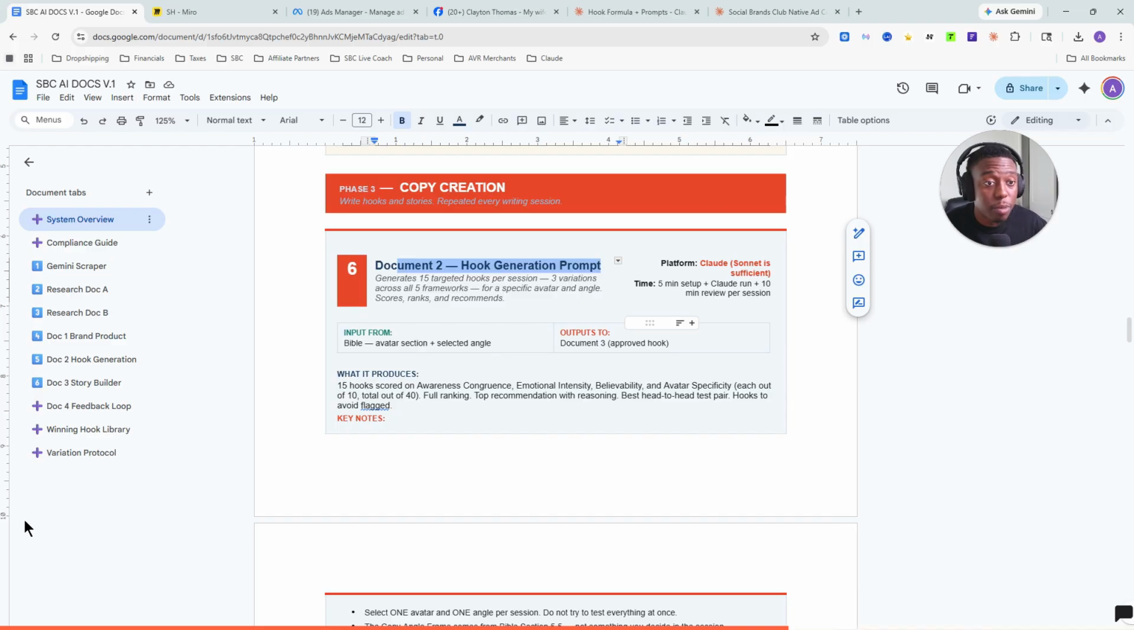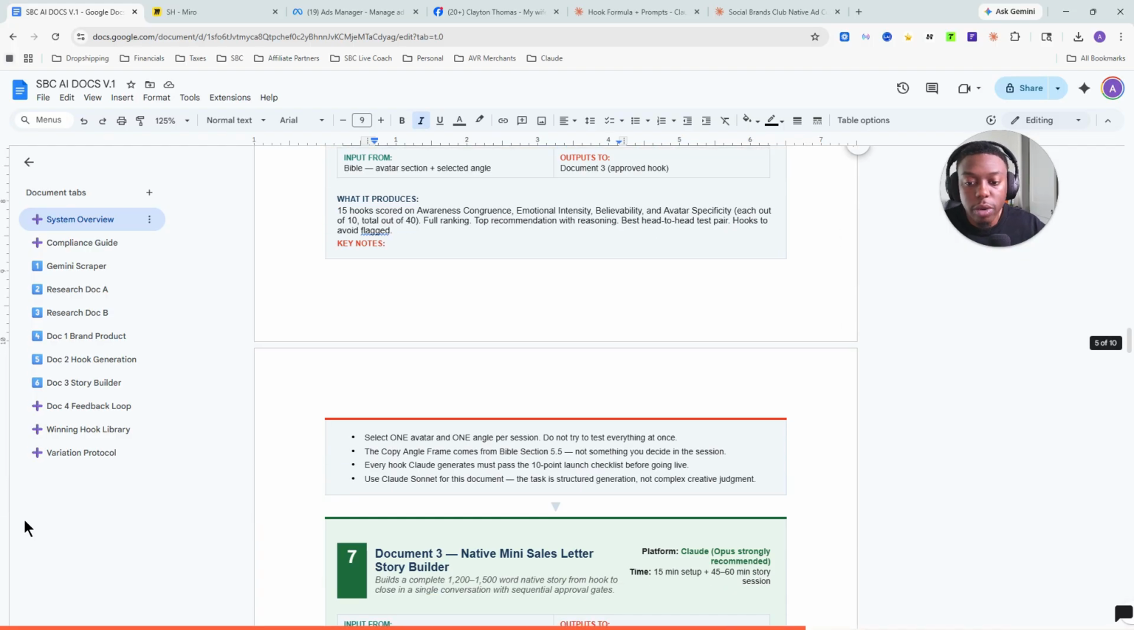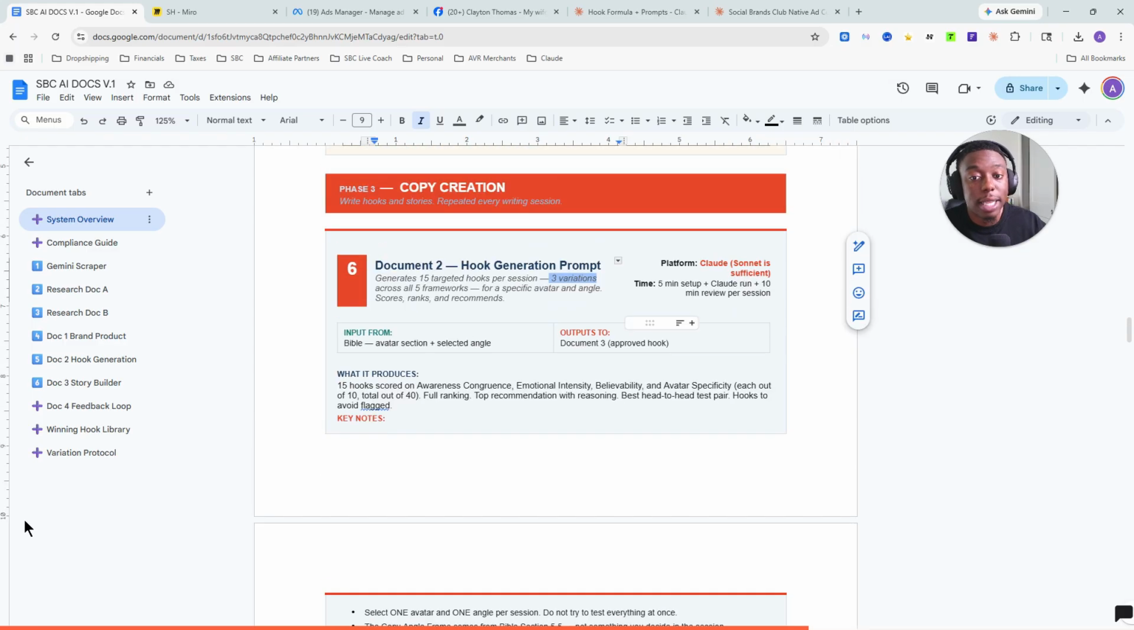I use Claude Max because of how much I use Claude every single day, but you can settle down with Claude Pro. All right, so what we're going to do is generate what we call 15 targeted hooks. Each hook will be comprised of 5 frameworks and 3 variations of those 5 frameworks. So you'll see in the trainings, we created a certain type of hook strategy that allows you to have different types of callouts or different ways to stop the scroll, depending on who you're speaking to.